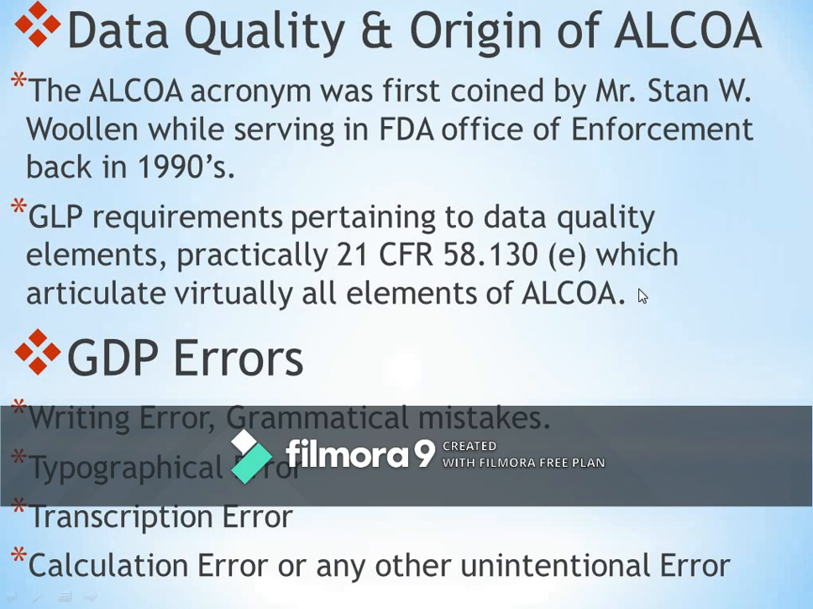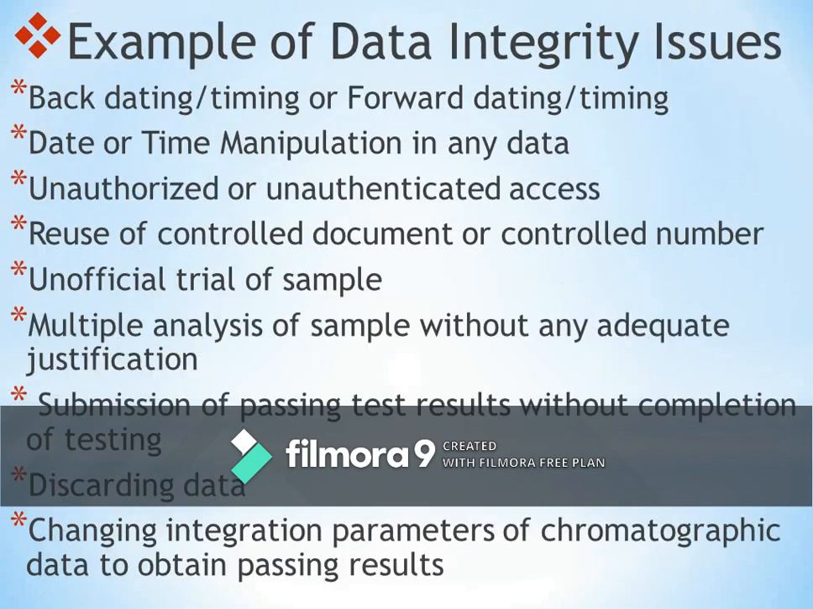Before going through the data integrity issues, first let us learn what the common GDP errors are and what the difference is between data integrity issues and GDP errors. The common GDP errors are writing errors like grammatical mistakes, typographical errors, transcription errors, calculation errors, or any other unintentional errors that happen during daily practice.